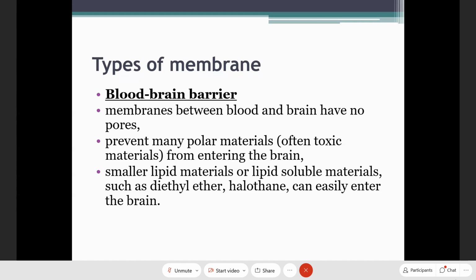Small lipid soluble materials such as diethyl ether and halothane are drugs that can easily enter the brain. Why? They are highly lipid soluble. To enter the barrier, the drug has to be highly lipid soluble. All these are general anesthetic drugs, so they easily penetrate the barrier and produce the effect.